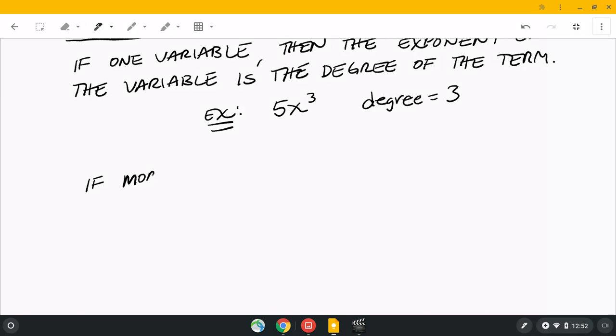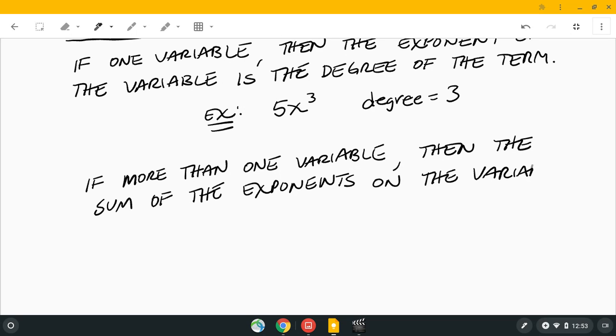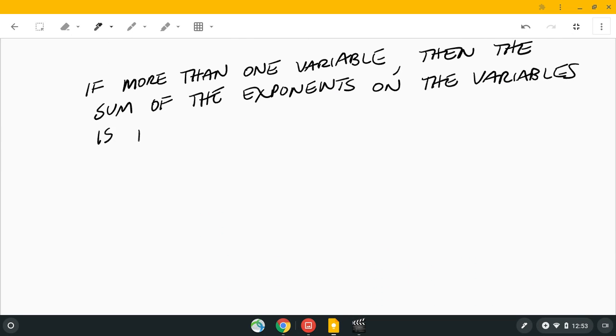Okay, now if you have more than one variable, then the sum of the exponents on the variables is the degree.